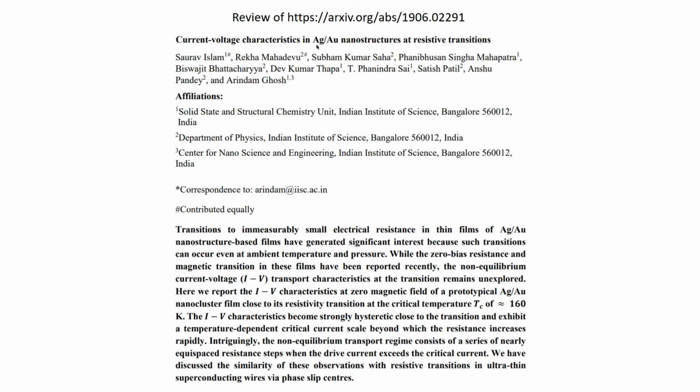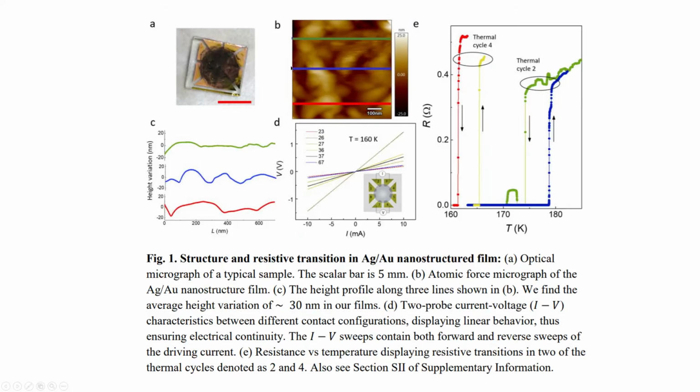So there was a recent posting on the arXiv, and this is related to the silver gold nanostructures and reports of signatures of superconductivity. So I want to give my review of some of the key data sets that were reported. So we'll get right into it.